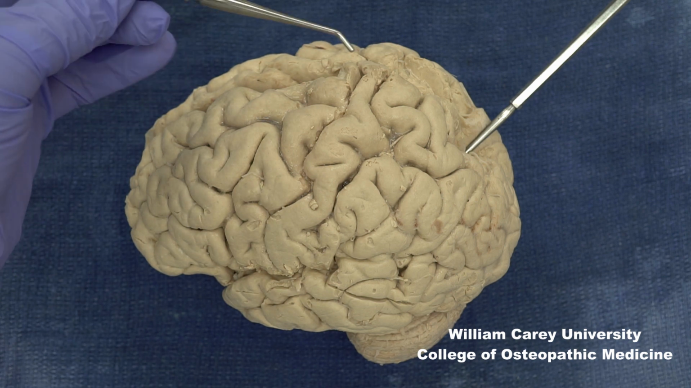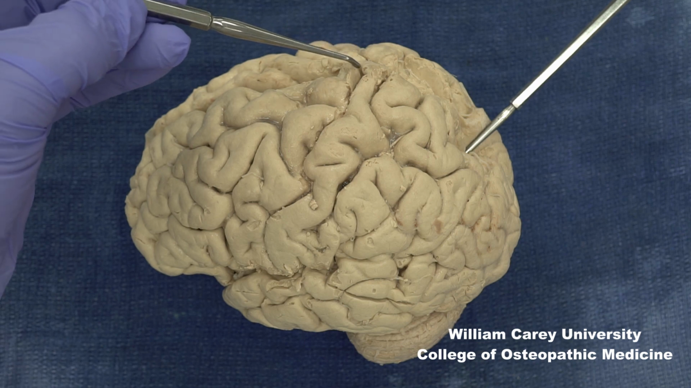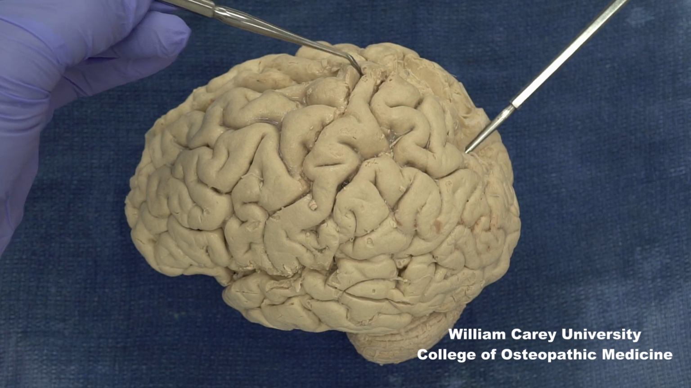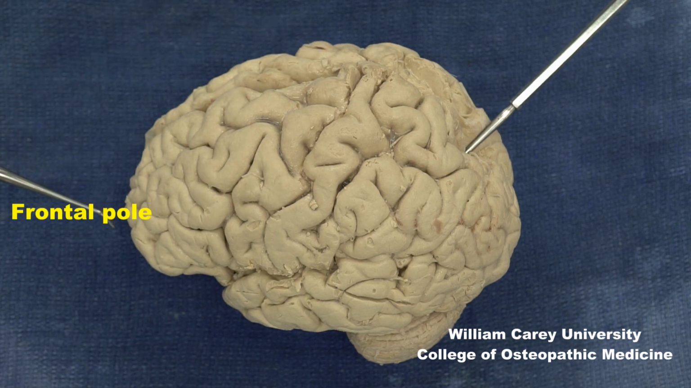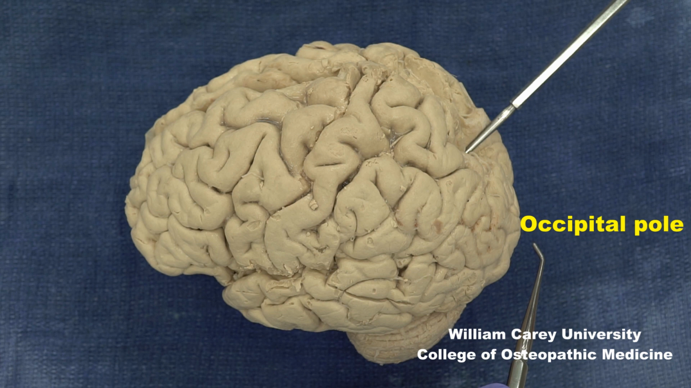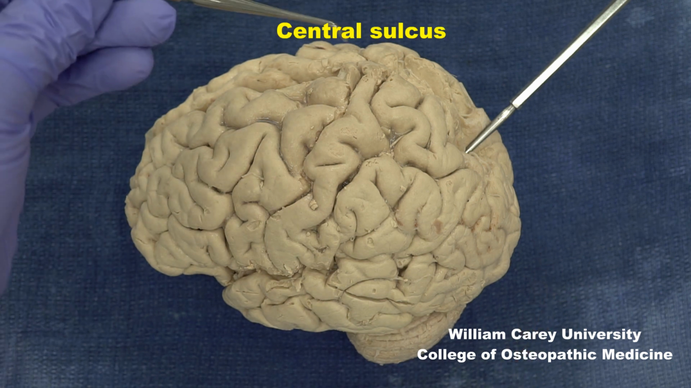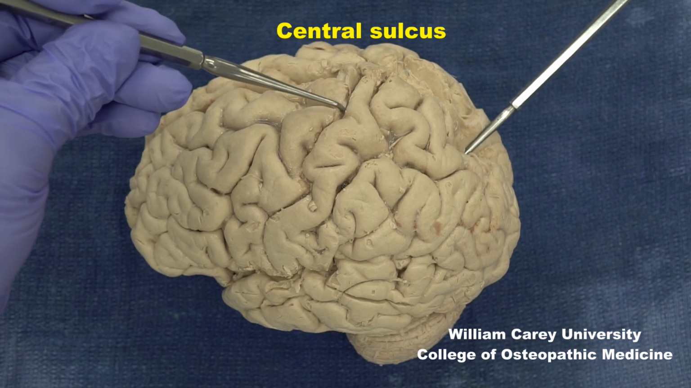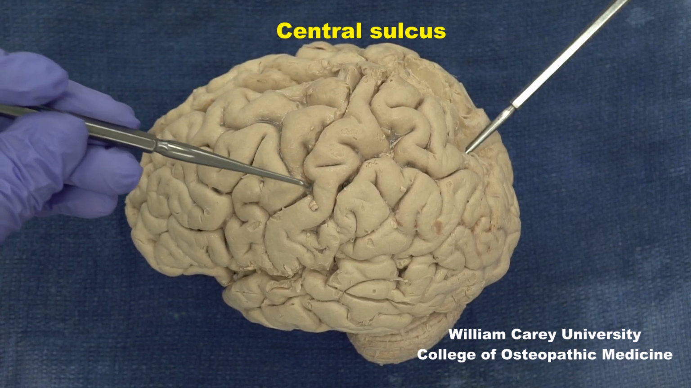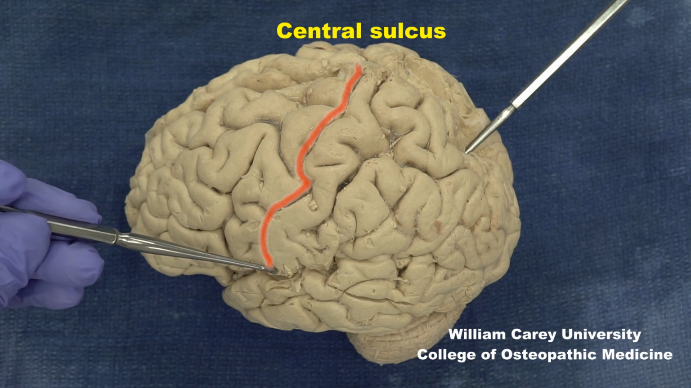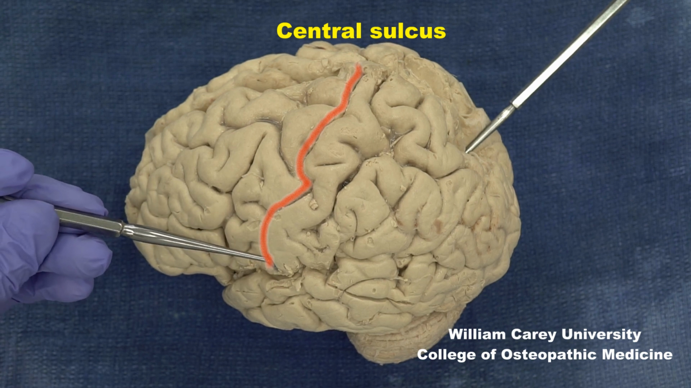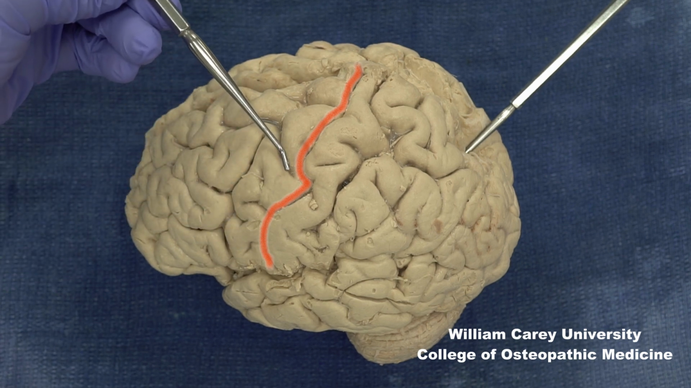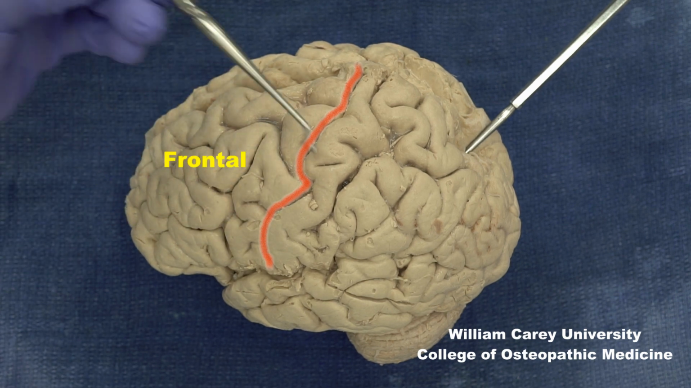Here's the beginning of the central sulcus, past the midway point between the frontal and the occipital poles. So once again, central sulcus running vertically toward the lateral cerebral fissure, and this will serve as a landmark to separate frontal from parietal lobe.